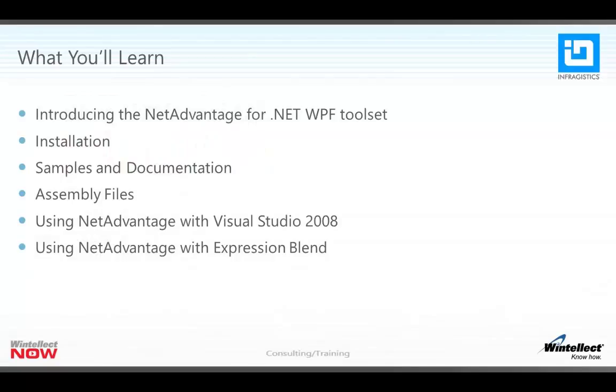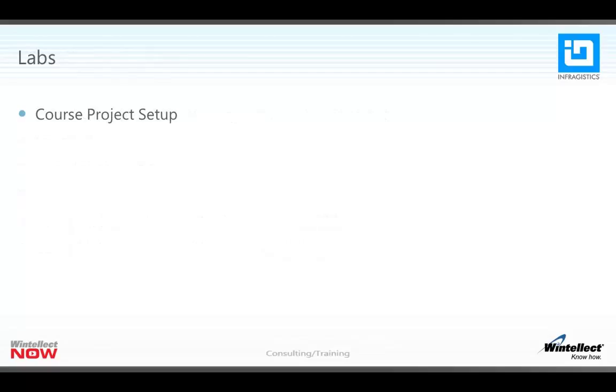This chapter will introduce NetAdvantage for .NET's WPF toolset and its controls, and then cover installation, available samples and documentation, assembly files, and lastly how to use NetAdvantage with both Visual Studio 2008 and Expression Blend. This chapter includes one lab, Course Project Setup, which will walk you through setting up the project that you'll be building onto for the rest of this course.